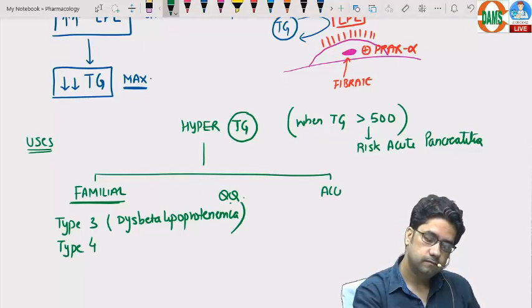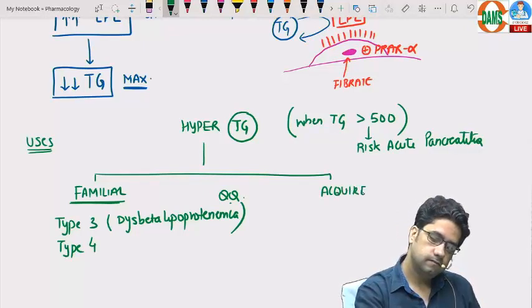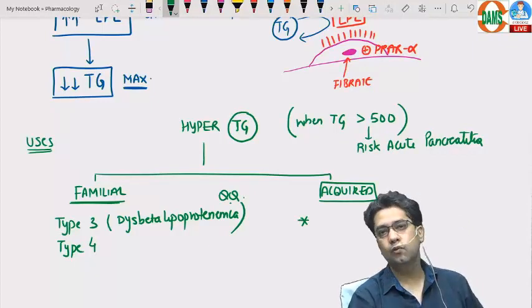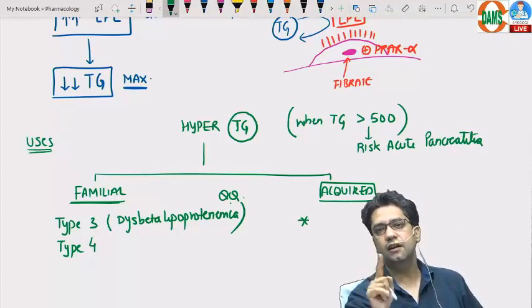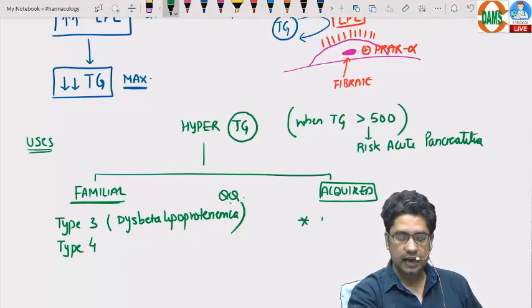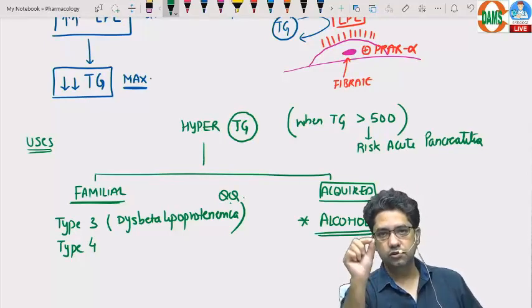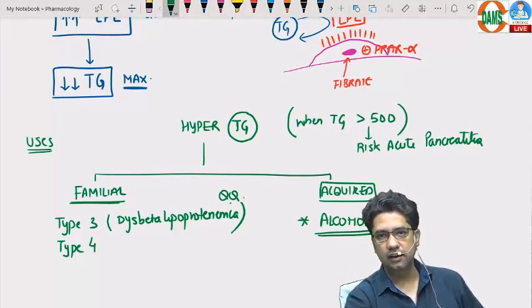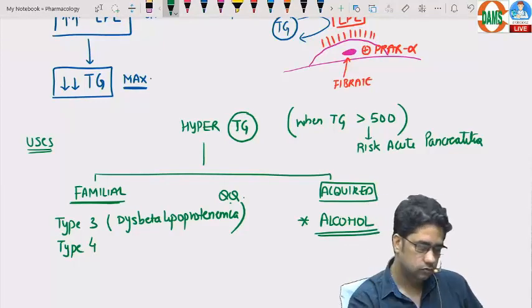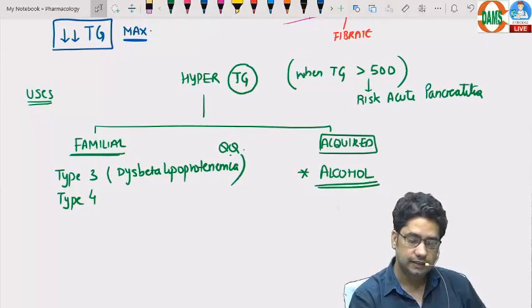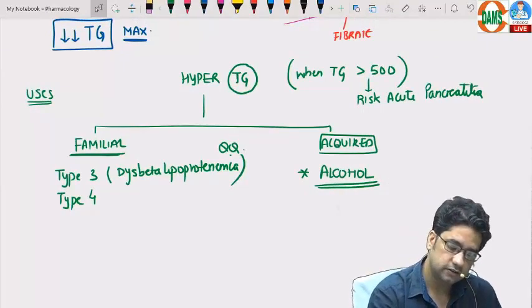Acquired. One of the most important acquired causes of increase in triglyceride level is alcohol, daru. One of the most important causes of increase in triglyceride level is daru, alcohol. Done. Let's see what are the drugs.